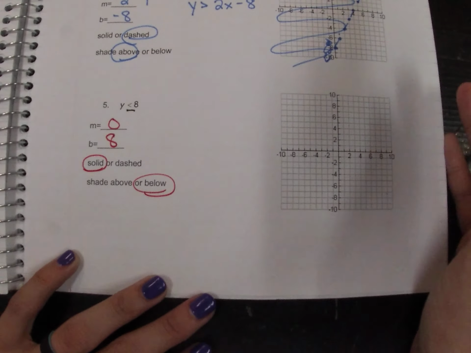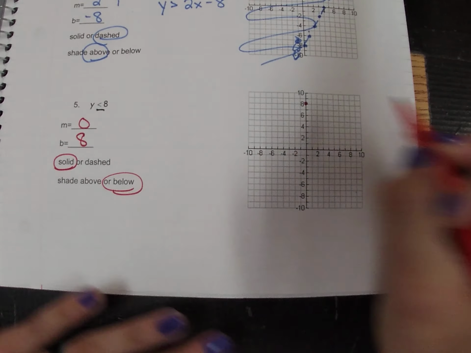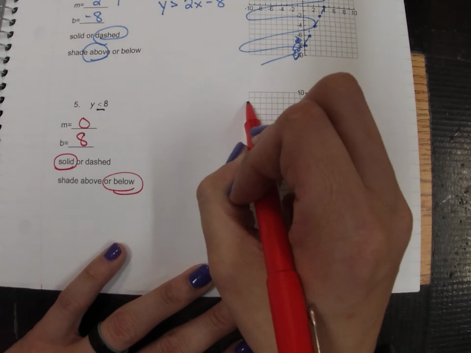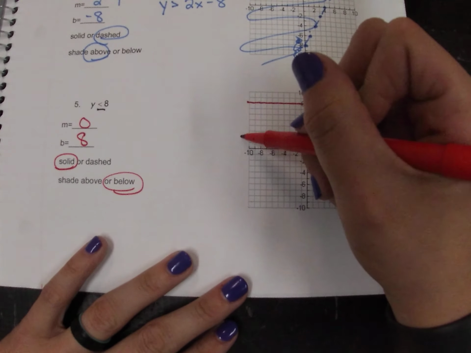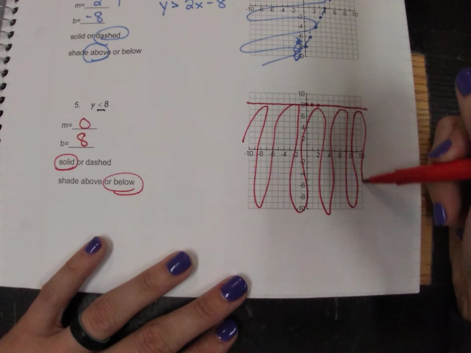So I'm going to start at y is 8, so I'm going up to 8. And my slope is 0, so up 0 over 1. This is our horizontal line. This is going to be a solid line. And we are going to shade this below. So everything below is easy on this one, is all of that.